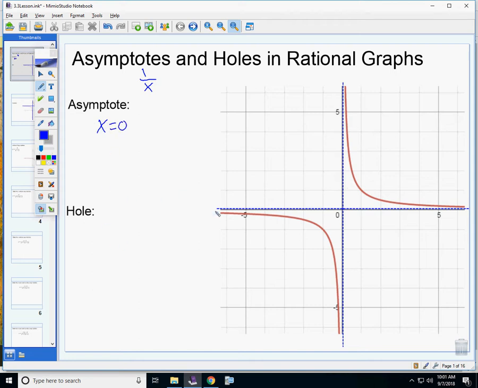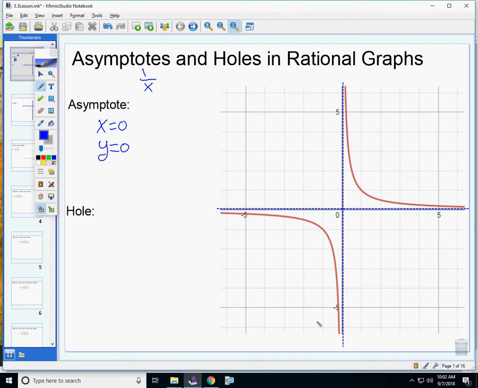We have another asymptote right here where y equals 0 going straight across. We can never have this function equal 0 because 1 divided by something will always be something. So we also have an asymptote where y equals 0.